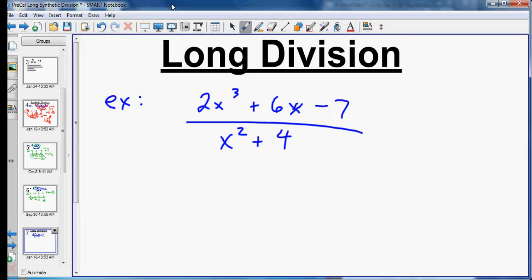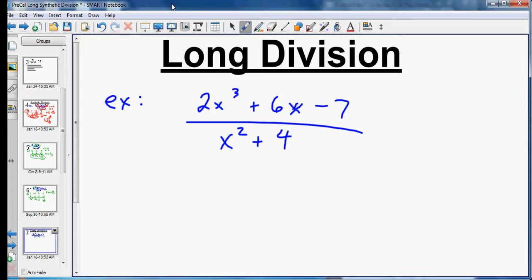Synthetic, frankly, is easier, but it can only be used in certain circumstances, which you can see and hear about in the synthetic division video. But long division does take a little more time, but it will work every time. So that's kind of the pro and the con.